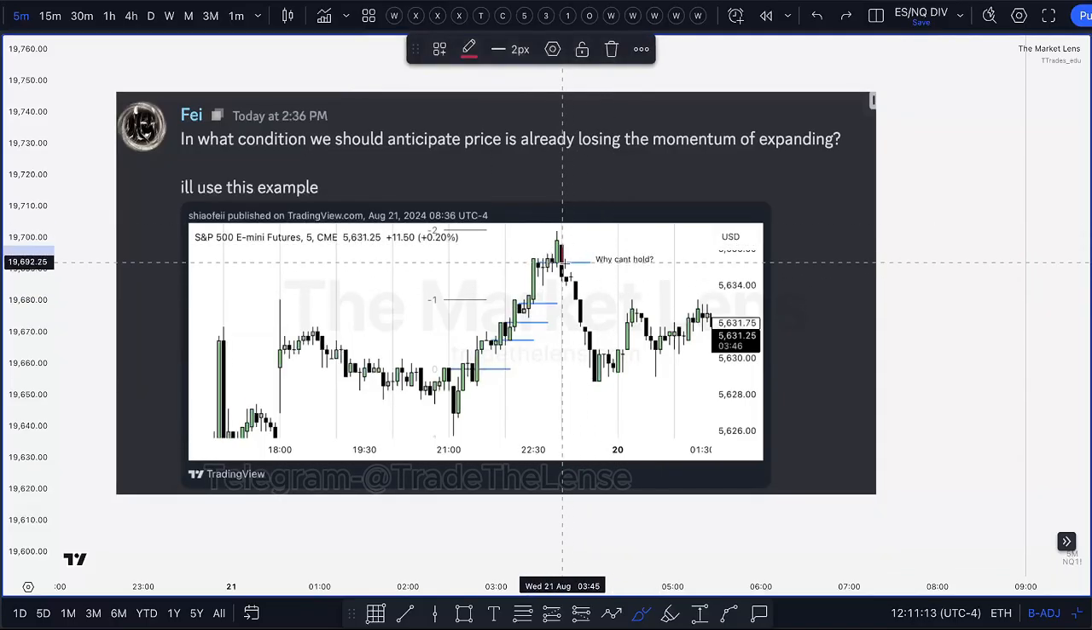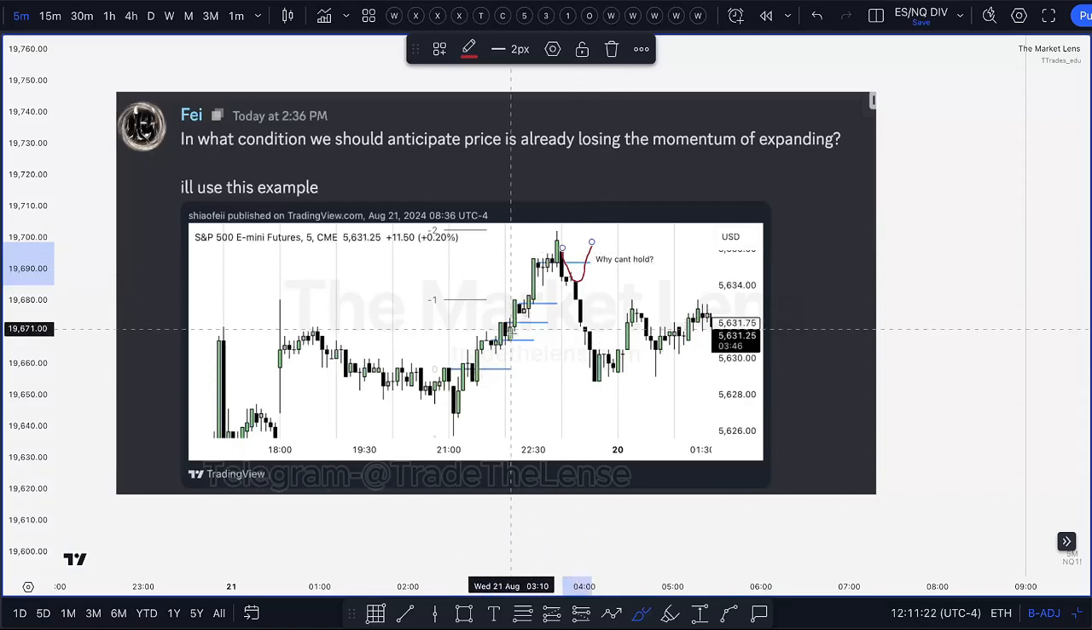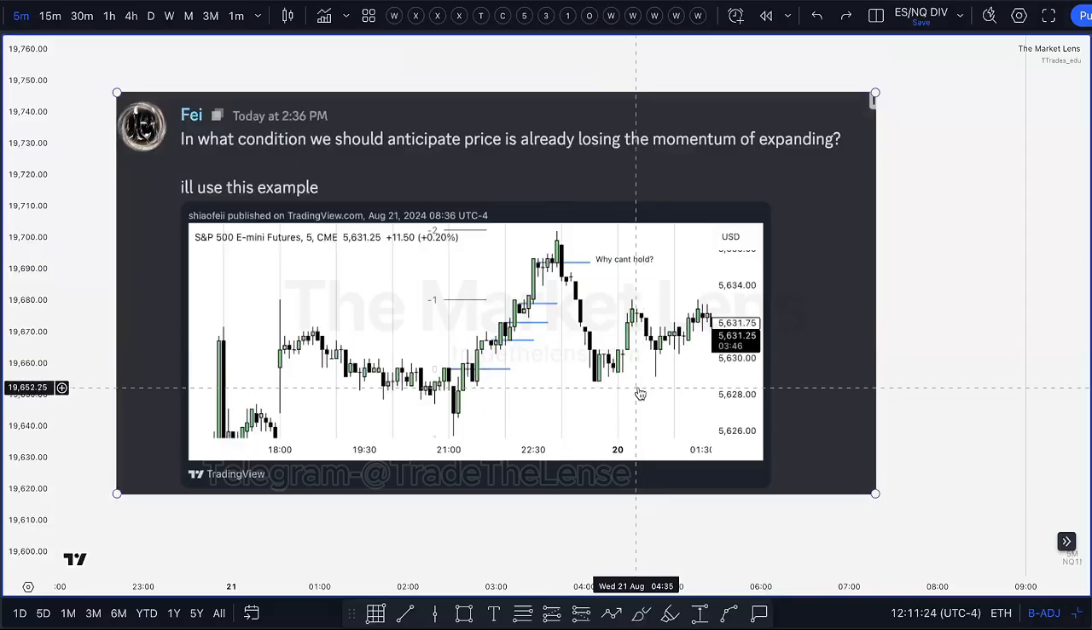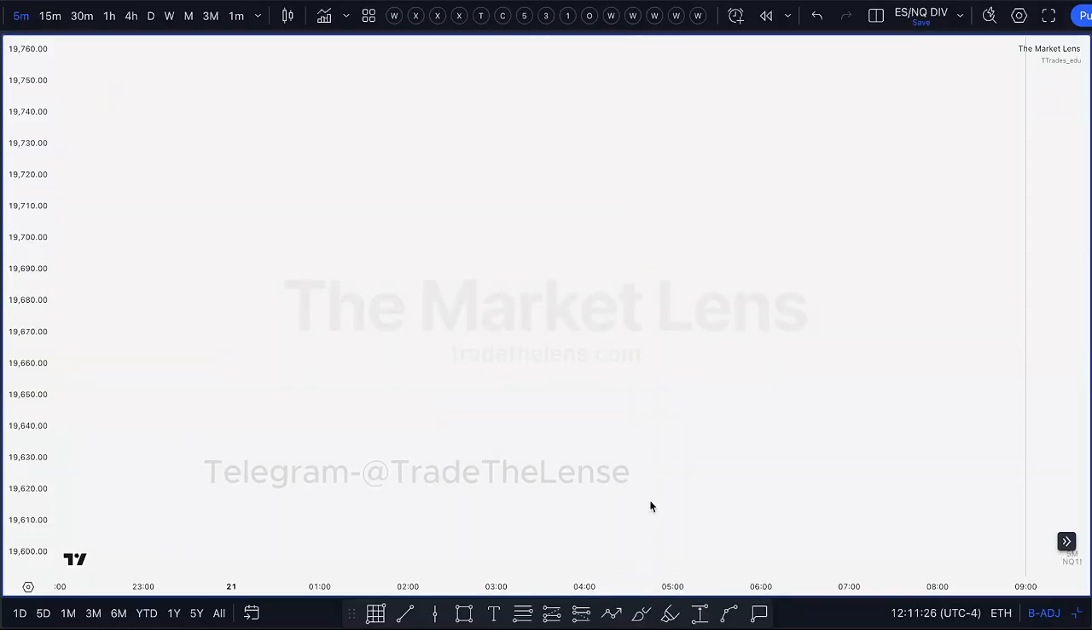But I know if I'm utilizing the model and the intra-candle change in the state of delivery, it would keep me out of trading this candle 4. And you'll also see why I like candle 3 better. So hopefully that answered your question.